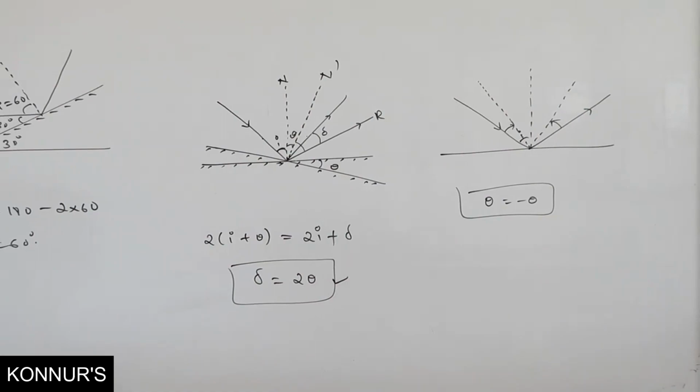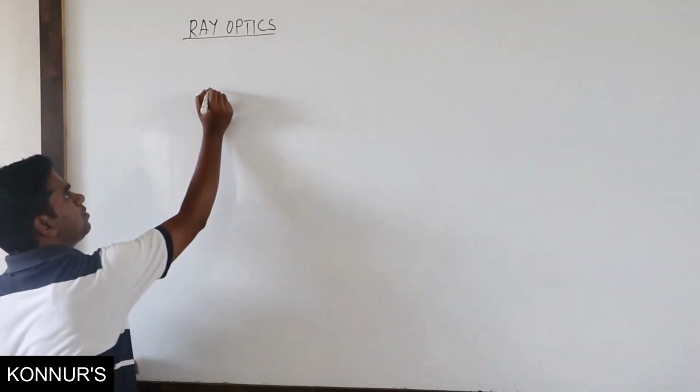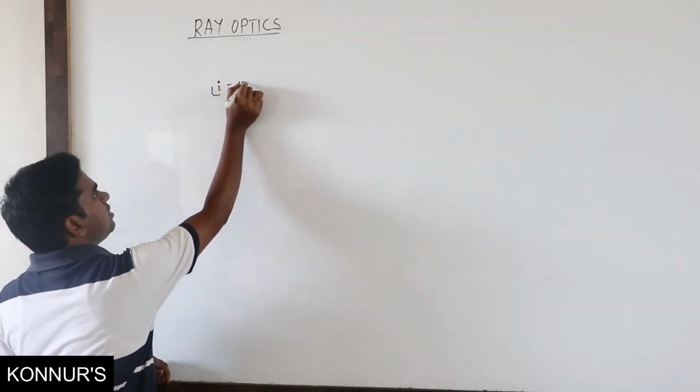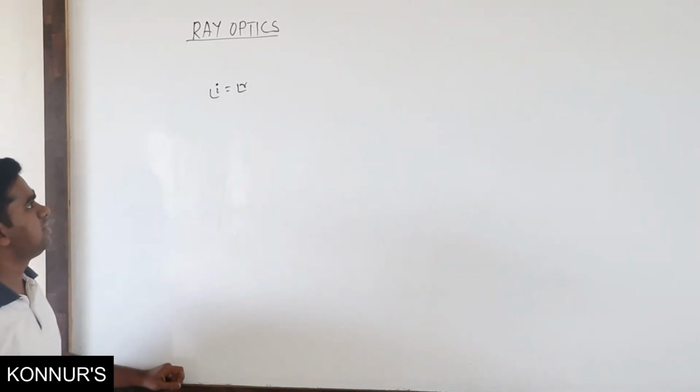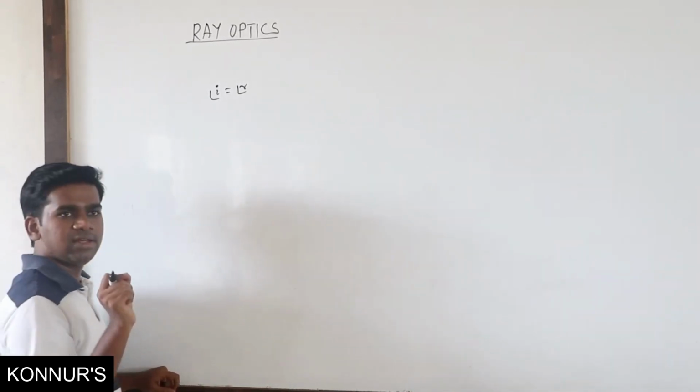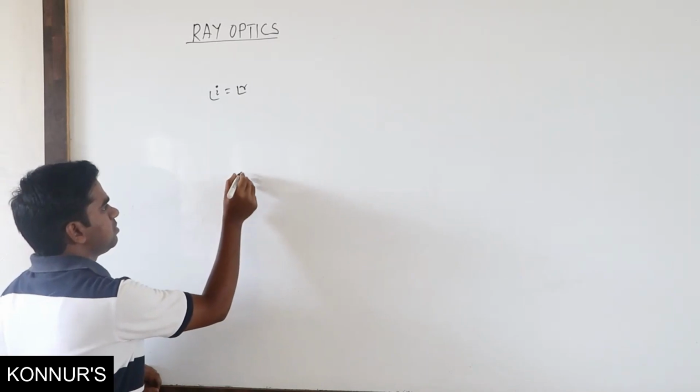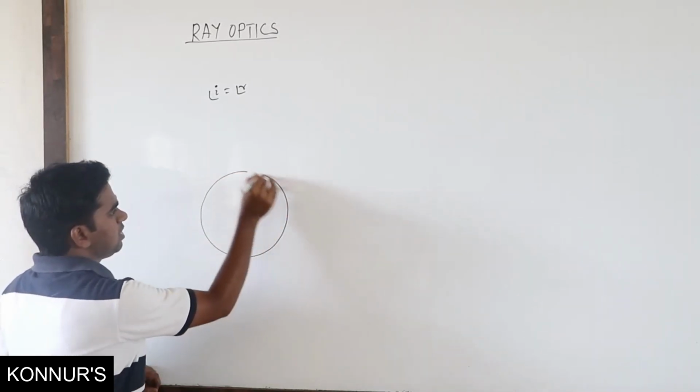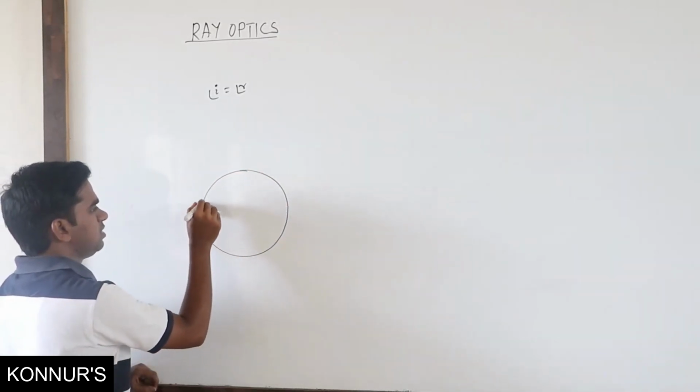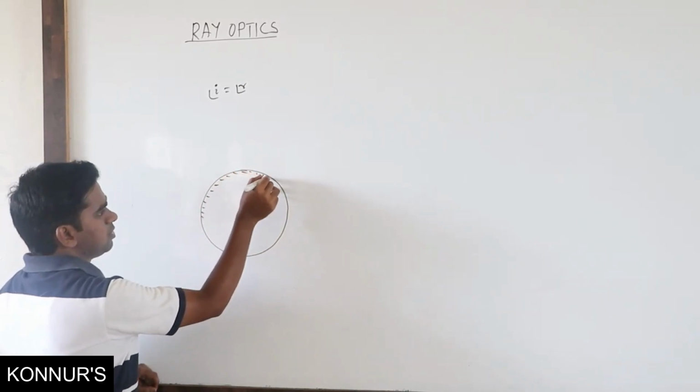We will see next. The second law, I equals R: angle of incidence equals angle of reflection. We can also use it in finding the point of incidence for a sphere. Suppose your mirror is a sphere, which means it is silvered from inside.